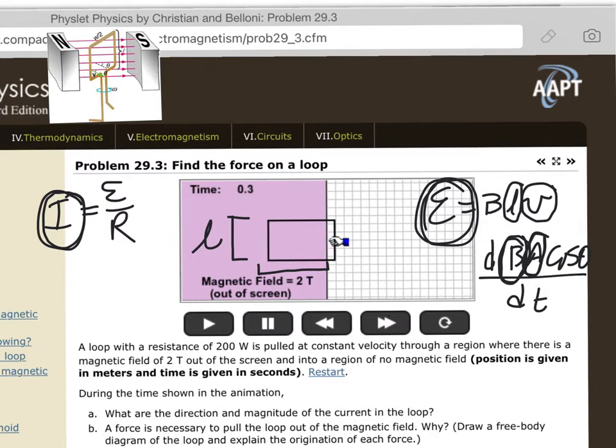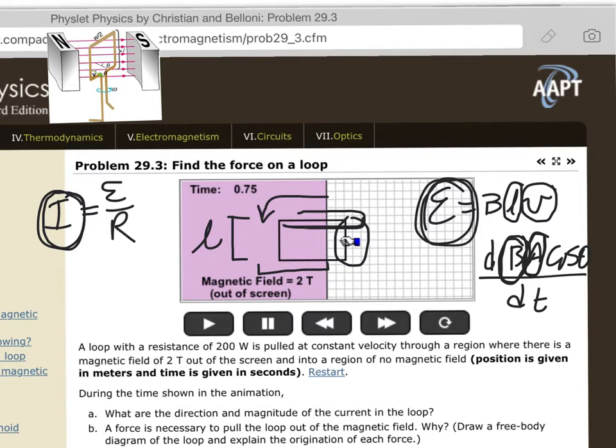So we're losing flux out of the screen. Using right-hand rule number 3 and Lenz's law, you can come up with the fact that the induced EMF and the induced current has to be counterclockwise to replace the out-of-the-screen flux that you're losing. And so there are 4 wire segments. This one is no longer in the field, so it's not subject to a force.